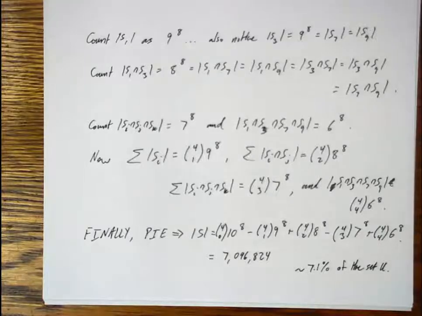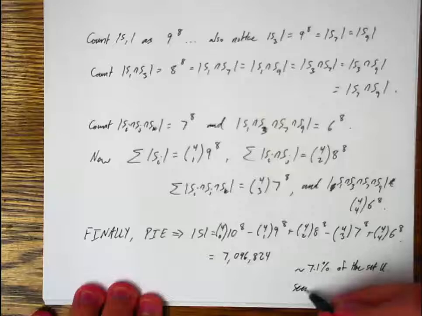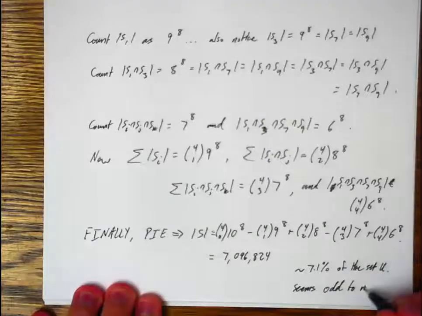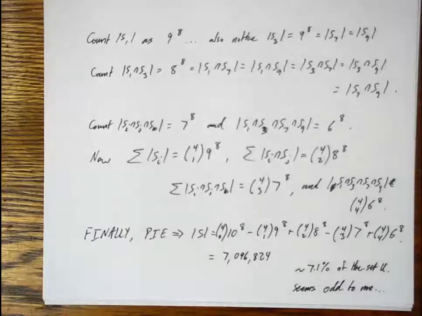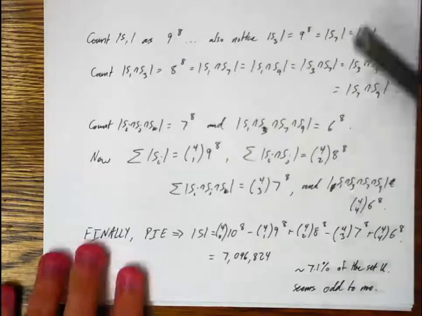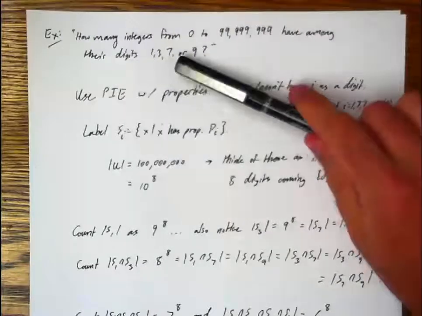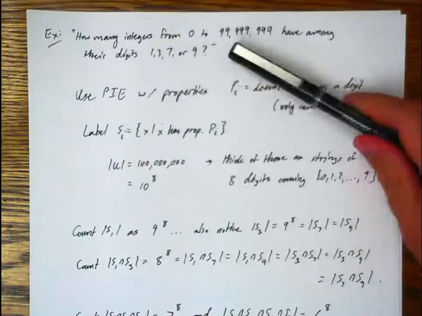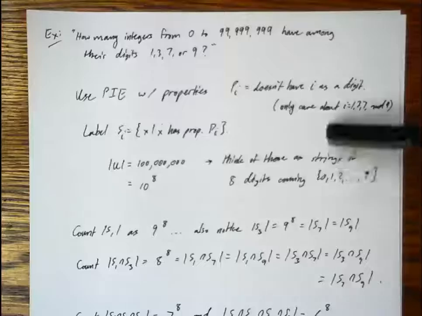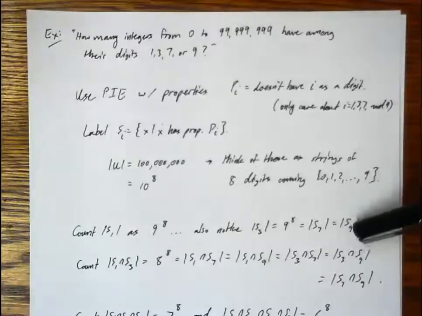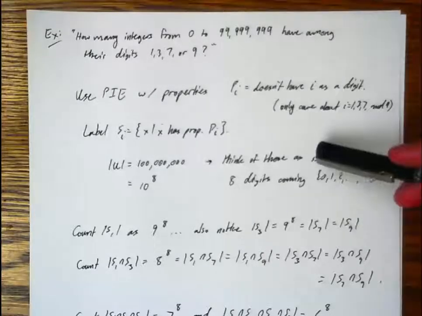So that to me seems odd. It's a little counterintuitive. But at the same time, there are lots of different ways that I can include either a 1, a 3, a 7, or a 9 in my number. But what this is telling me is that there are vastly more ways for me to not include them in my number.